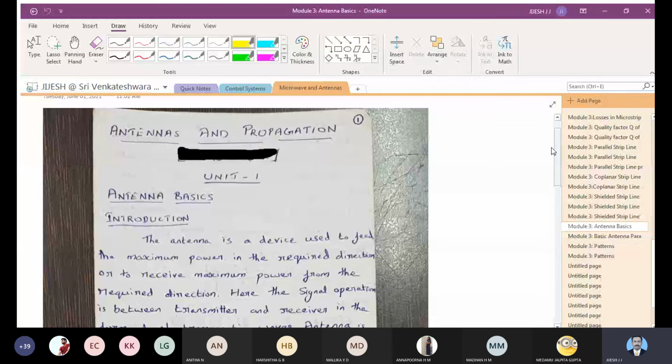So these are some of the things which you are going to study in this part of this module, where you have to see how the antennas, when they are fed with some power, what is the transmitted power and what signal gets received.